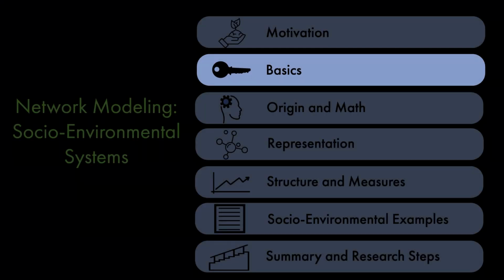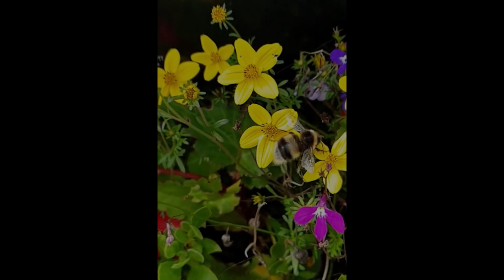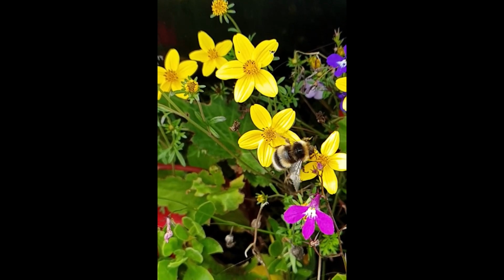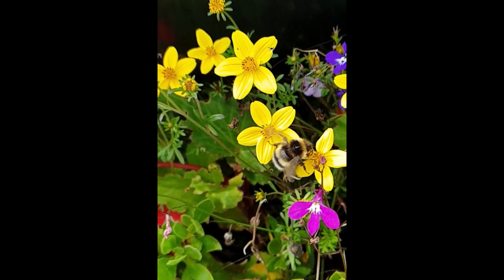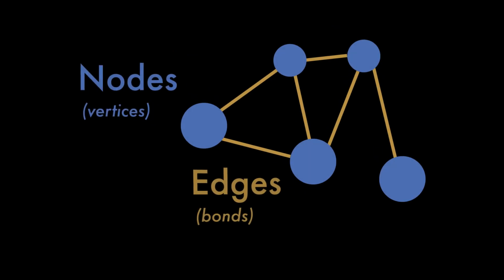Let's now cover a few basics, mostly terminology. The entities in a network are the nodes. These could be people in a social network, institutions, ecosystem types, or any component in a socio-environmental system, such as species in an ecological network. The relationships, such as those between multiple plants that are connected by pollinators, are called edges or links. Edges can also be called bonds, and nodes can also be called vertices.